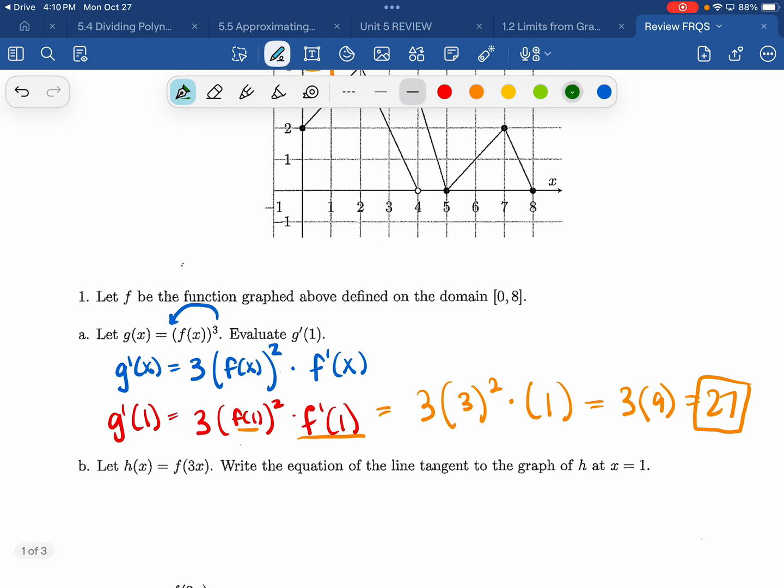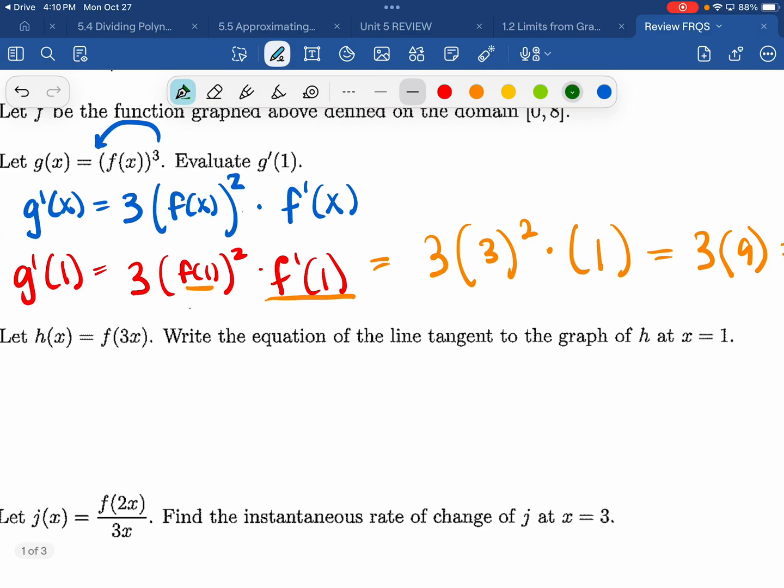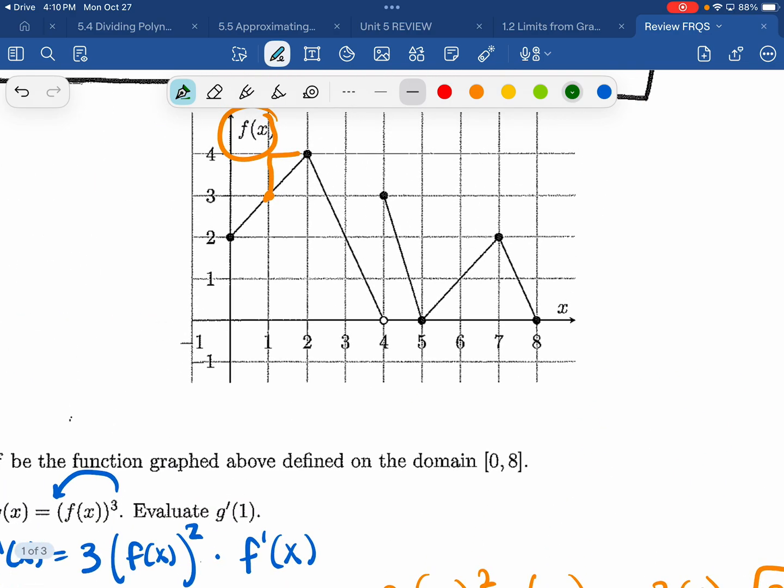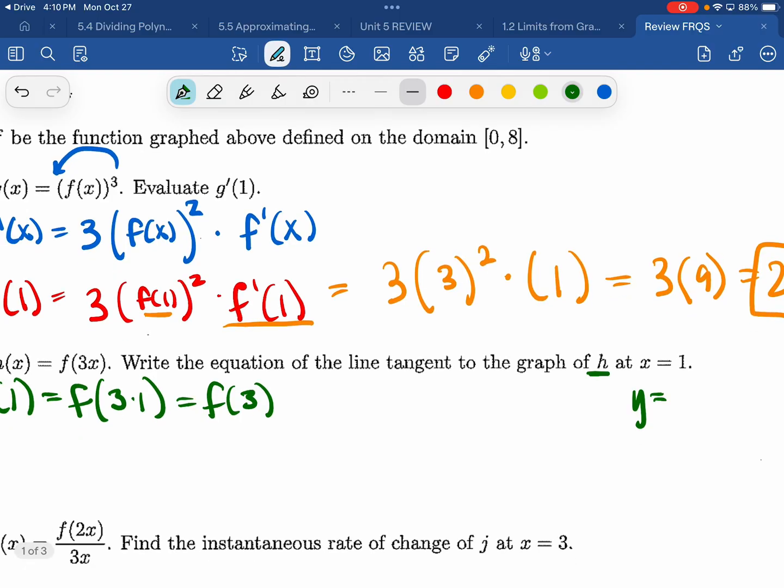Alrighty, the next one says let h of x equal f of 3x. Write an equation of the line tangent to the graph of h at x equals 1. So x is 1. The y value, we're going to plug 1 into h because we want the tangent line to h. So f of 3 times 1, which is f of 3, which from my table or my graph right up here, f of 3 is 2. So my y value is 2.